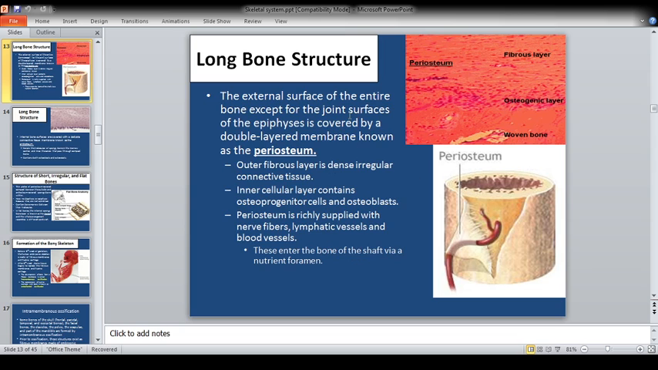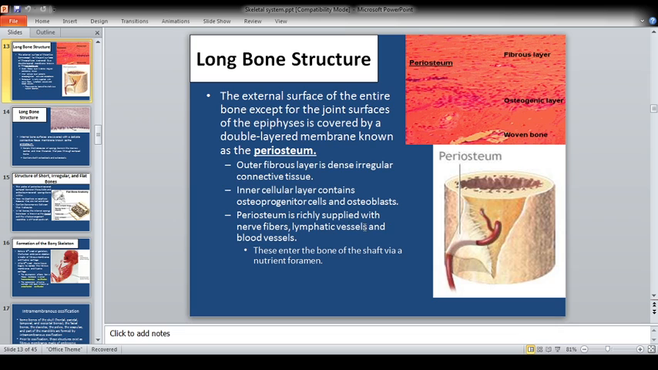Okay, so the external surface of the entire bone, except for the joint surfaces of the epiphysis, is covered by a double layered membrane that is known as periosteum. This is the periosteum that would cover the whole bone except at the epiphysis where the cartilage is present. The outer fibrous layer is dense irregular connective tissue, and the inner cellular layer contains osteoprogenitor cells and osteoblasts. Osteoprogenitor cells are those cells which are going to transform into mature bone cells. Osteoblasts are immature cells of the bone, which would then transform into osteocytes, and there are some cells known as osteoclasts which would break down these osteocytes.